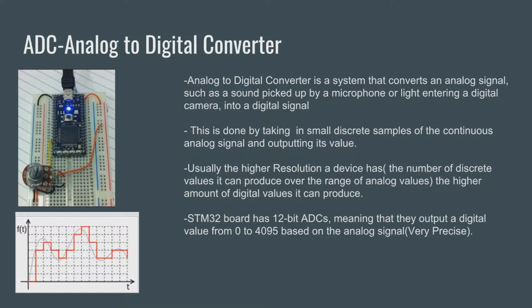We also used ADC, which stands for Analog to Digital Converter, in our final project. So Analog to Digital Converter is a system that converts an analog signal, such as the sound picked up from a microphone, or in our case, the LDRs that detect light and voltage, and converts it into a digital signal. This is done by taking small discrete samples of the signal and then outputting its value. Usually the higher resolution a device has, the more accurate and higher amount of digital values it can produce.